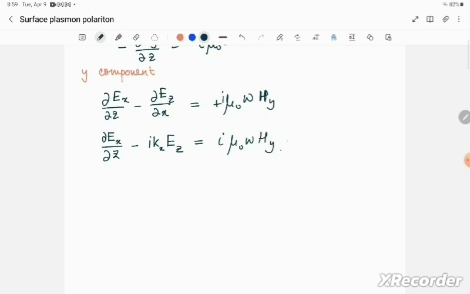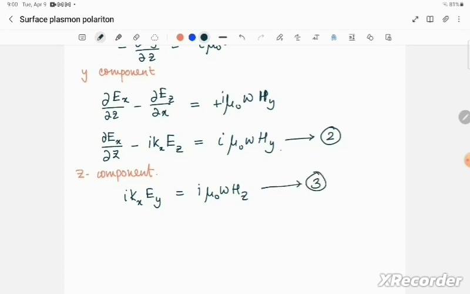So let's name this as our relation 2, and then we can do the z component, and this will give you the third relation, which if you solve it out you will get as i kx ey is equal to i mu naught omega hz. This will be your third component. Please remember that the function is independent of y, so any partial derivative with respect to y goes to 0.